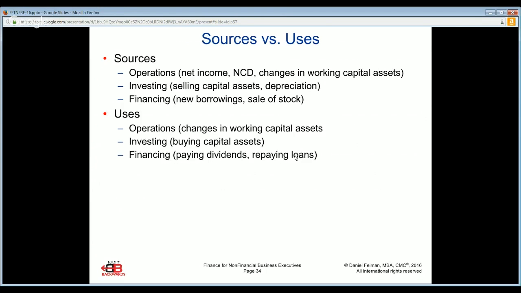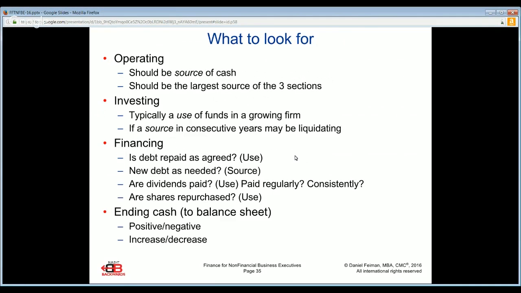As we acquire buildings, vehicles, vessels for our long-term expansion, that also uses cash flow. And on the financing side, as we repay loans and as we pay cash dividends, those are financing uses. So what are the important things to look for? On the operating side, remember, this should be the largest single source of cash. That tells us that our business, our main operations, are creating most of our cash.